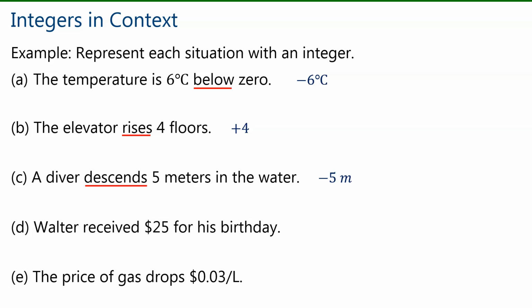Now in D, Walter received $25 for his birthday. So let's definitely represent it with a positive number. If he spends it, then we'd use a negative for that. And the price of gas drops 0.3 cents a liter. So because it drops, we can represent that with a negative.